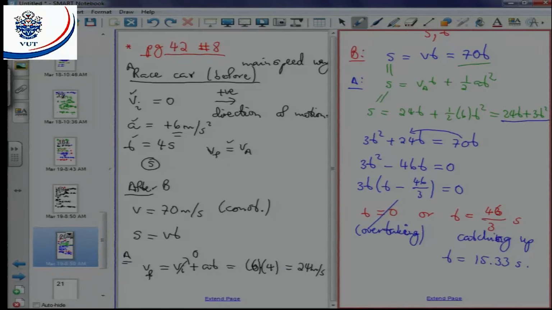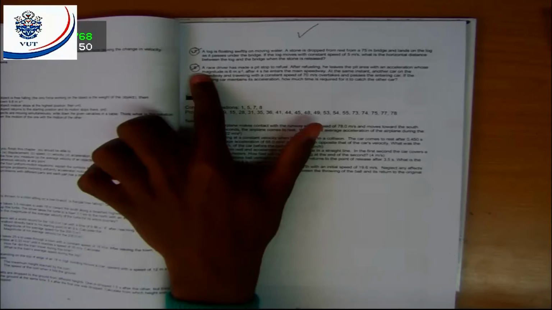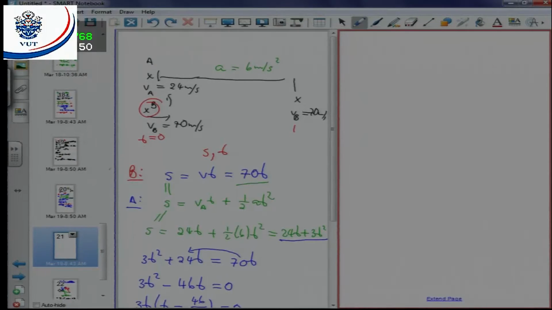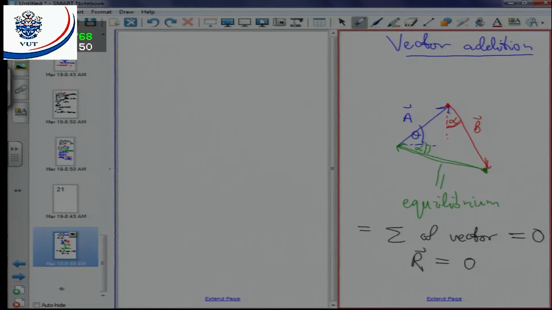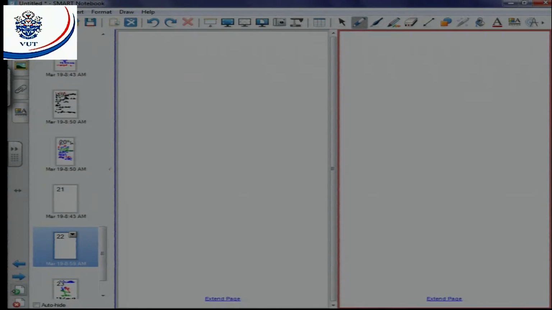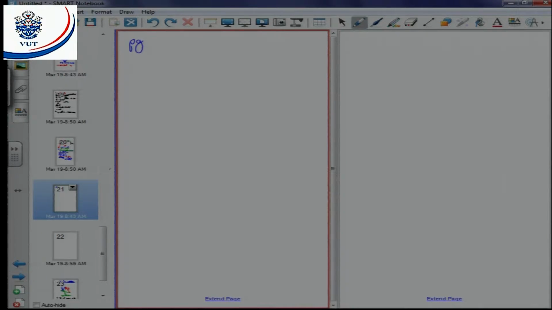Okay, so now we have looked at number 8. Now we are interested in number 7. Okay, so number 7, let's have a look. Okay, there's a small problem here. Okay, good. So we are looking at page 42, number 7. So page 42, number 7, what are we told?